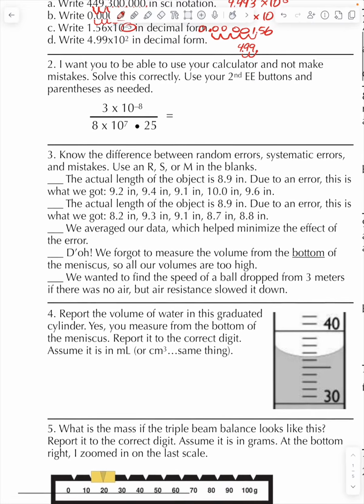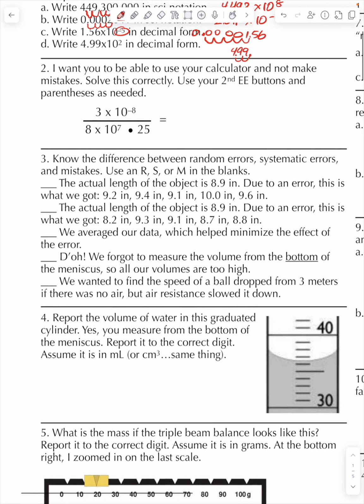Number 2, I'm not going to ask you a question on the test about this, but I always remember that people have trouble with their calculator when they have multiple things on the bottom. So just to try it out, what you do on your calculator is you type in 3, then the second button, then the EE button, and then write just -8. Don't put 10. If you want to write in 3 times 10 to the negative 8th, just use parentheses like crazy. Okay, but back to the problem.